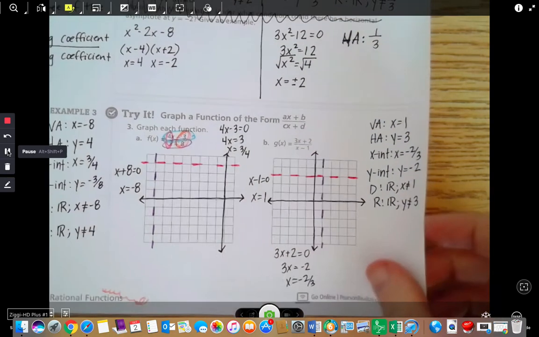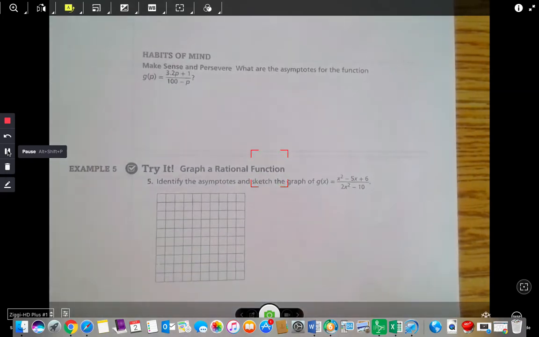Alright, everybody got all that information? Got 2 more problems and we'll be finished.